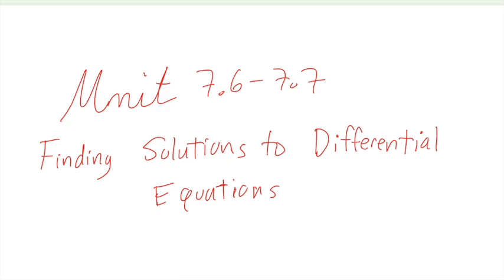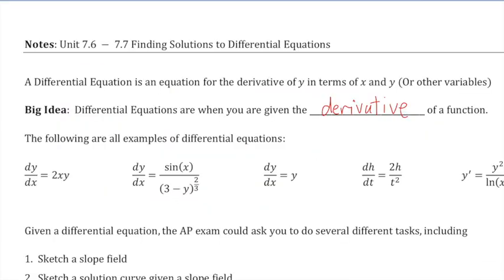This lesson is over Unit 7. We're going over 7.6 and 7.7, finding solutions to differential equations. So basically, a differential equation is where you're given the derivative of the function. Like these examples down here, notice how we have dy dx, which means the derivative is equal to 2 times x times y. That is a differential equation.